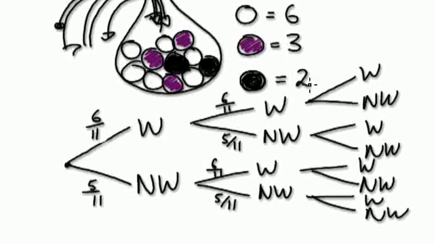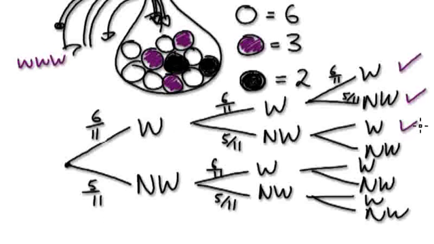Okay, and each time it's 6/11 here, 5/11 here, and so on. Now, which branches are we interested in? Well, white, white, white. This would be a good outcome here. White, white, because white is at least one white. So this would be a good outcome. White, white, not white would be a good outcome.